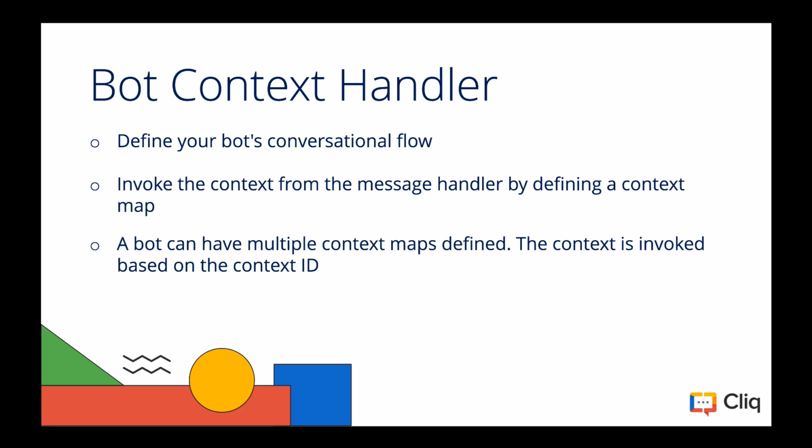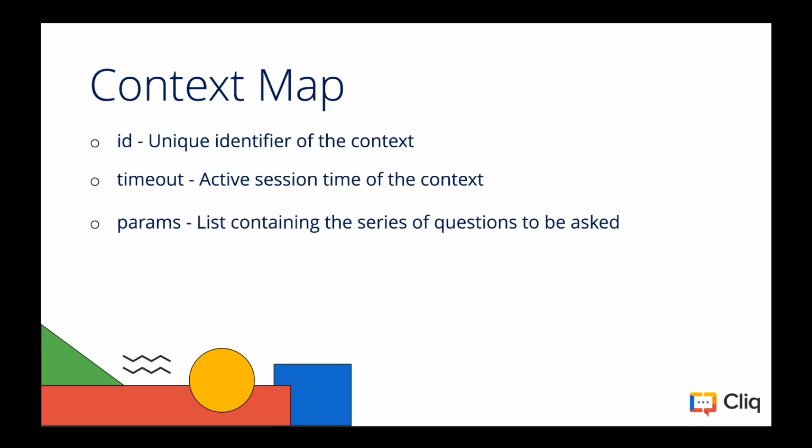So the context map should contain the following necessary parameters: ID, which is a unique identifier for this particular context; timeout, the total number of seconds for which the context will remain active; and params. Params is a list of questions that need to be asked to the user. The params list can contain a maximum of 10 questions.